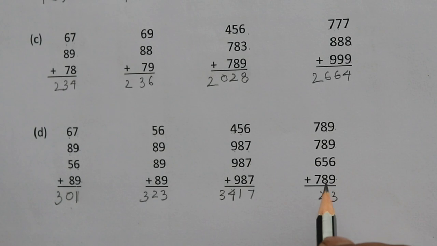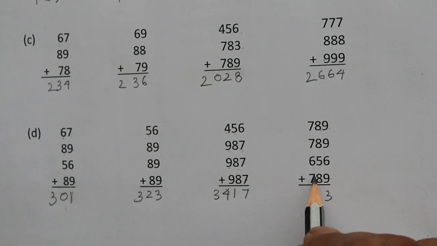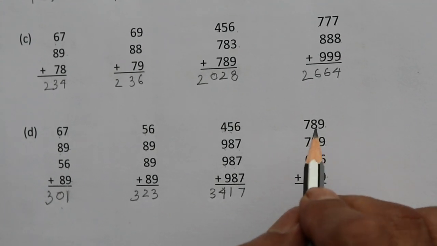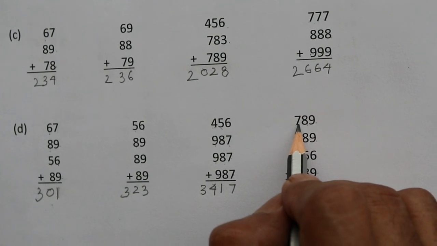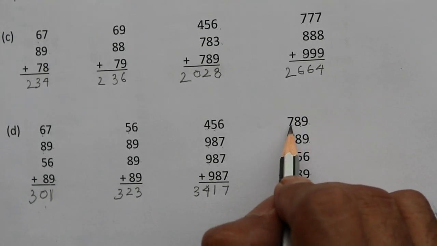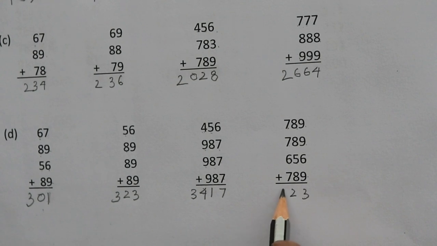Plus 7 minus 3, plus 7 minus 3, plus 7 minus 3. Algebraic sum minus 9. 9 minus 9, 0. Carry over 3.